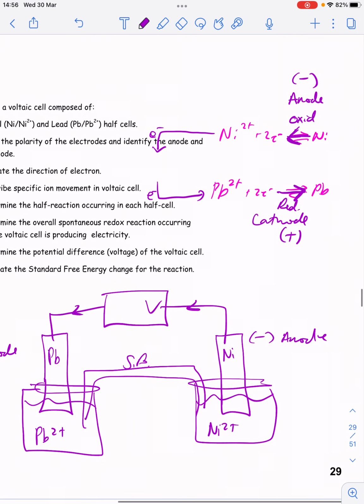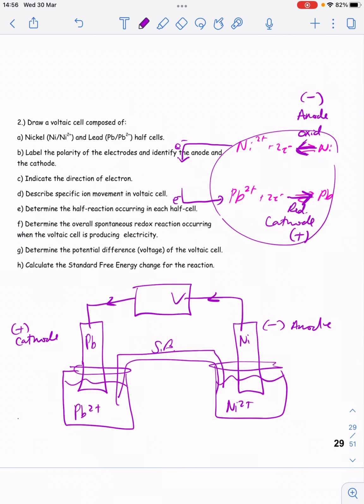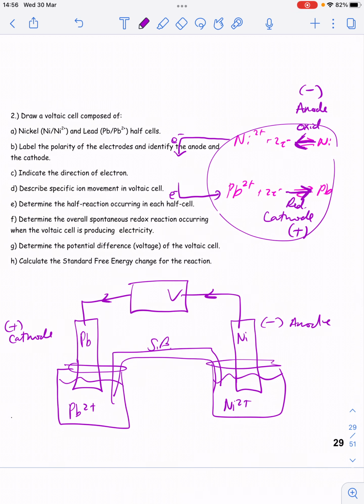I've already got the half equations up here, so I'm not going to bother rewriting them. The ion movement is that as the nickel oxidizes, it dissolves or falls away from the electrode, whereas the lead is plating onto the lead electrode. So they're moving towards the electrode. As the negative electrons dump into the lead half cell, positive ions from the salt bridge would move into that half cell. Negative ions would move from the salt bridge into that half cell.